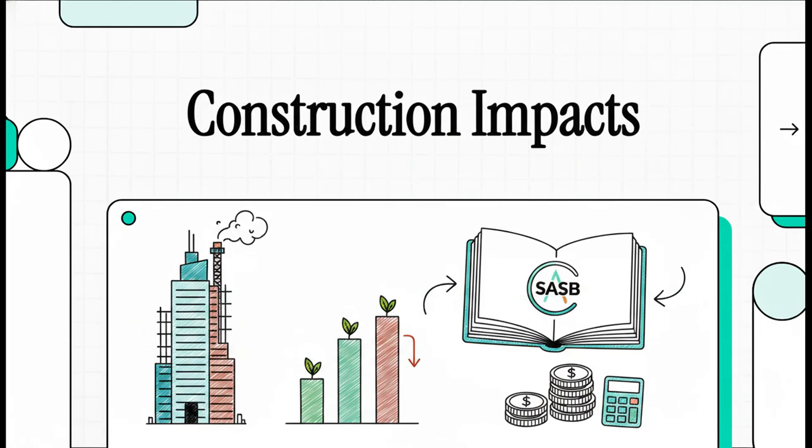Welcome to this explainer. Today, we're diving straight into a massive topic: how the engineering and construction industry measures and manages its really severe impacts on local ecosystems. We're going to look at this specifically through the lens of the SASB standards. That's the framework developed to hold infrastructure companies accountable. If you've ever walked past a huge construction site and wondered how all that environmental damage is actually tracked on a corporate balance sheet, well, that's exactly what we're going to explore today.